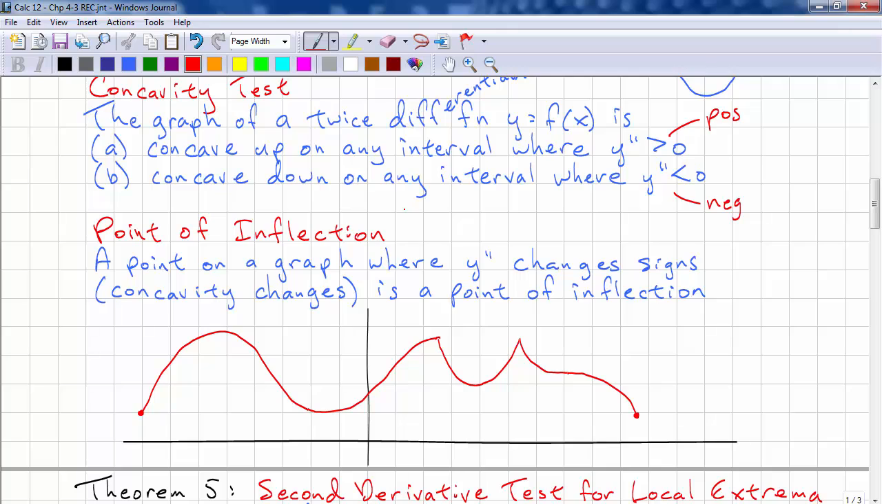A point of inflection is a point on a graph where the second derivative changes sign. So going from positive to negative or negative to positive. And just because the second derivative is 0 or does not exist does not necessarily mean that it's a point of inflection. Okay, so let's look at this. At this point, roughly, this is going from concave down to concave up. So this is an inflection point. Again, here we have an inflection point going from concave up to concave down.